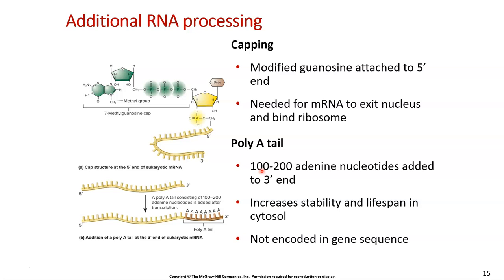So this is going to be about 100 to 200 adenine nucleotides that are added to the 3' end of your mRNA molecule. And this is going to be helpful because it increases the lifespan and stability of your mRNA once it goes in the cytosol. You don't want it to leave the nucleus, go into the cytosol, and then be degraded. And then now you're missing some of the message that you had. So this is a buffer. In case they start eating away at mRNA, it will start attacking it from this side, and you'll still have a lot of space before you actually get to your code.